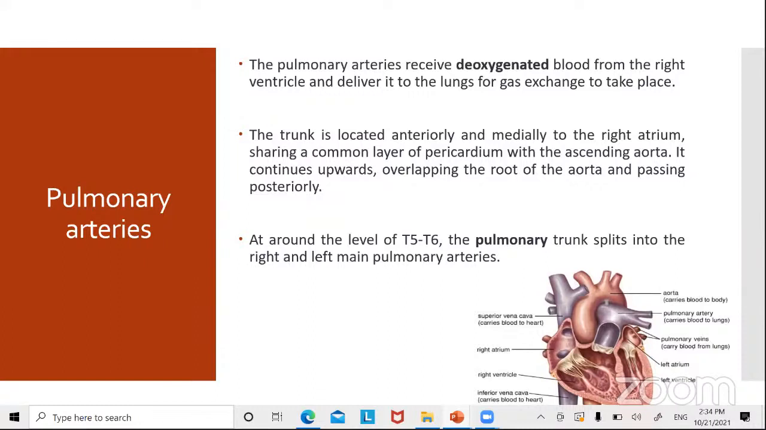It continues upward, overlapping the root of the aorta and passing posteriorly at around the level of T5, T6. The pulmonary trunk splits into right and left main pulmonary arteries. The left pulmonary artery supplies the blood to the left lung, bifurcating into two branches to supply each lobe of the lung. The right pulmonary artery is a thicker and longer artery, supplying blood to the right lung.